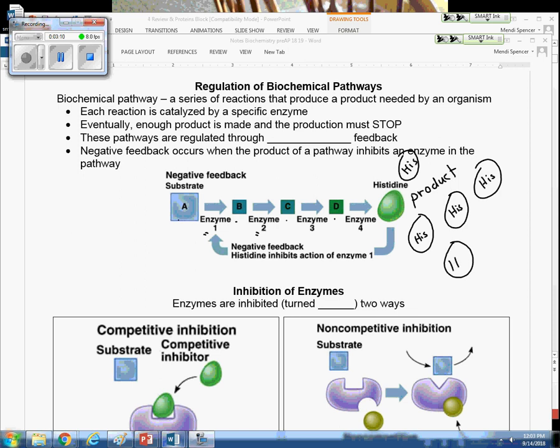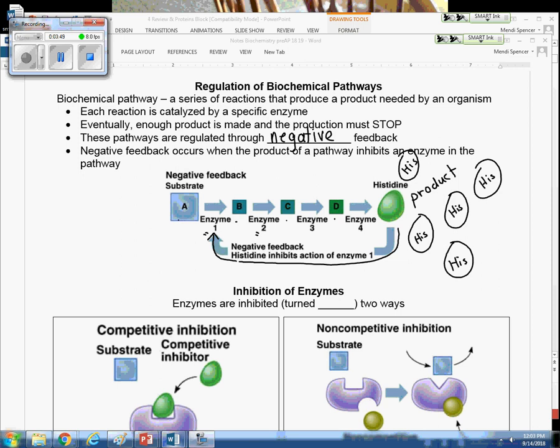Again, these molecules, they don't have brains. There has to be some kind of signal to shut these things down, but they can't think, hey, we need to shut down this process. So the process of shutting down these reactions is called negative feedback. When you get an abundance of some molecules, they can feed back, which means go back to the beginning here, and they can hook on to the enzyme and shut it off. It can happen in a couple of different ways.